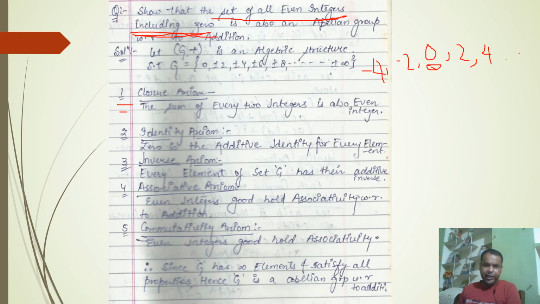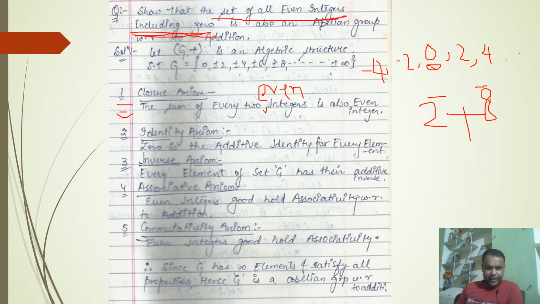Suppose I add any two even integers, then the result will always be an even integer. Let us add 2 plus 8. Here 2 is an even integer and 8 is also an even integer. The sum of 2 and 8 is 10, and 10 is also an even integer. So we can write directly that the sum of every two even integers is also even.